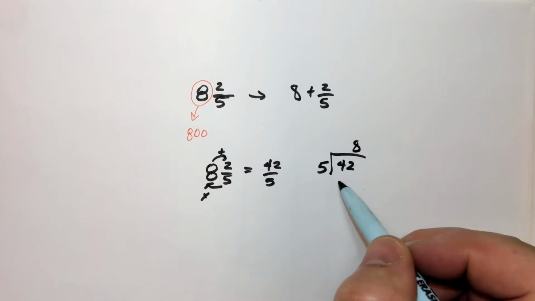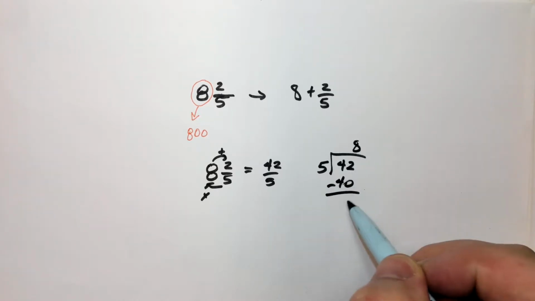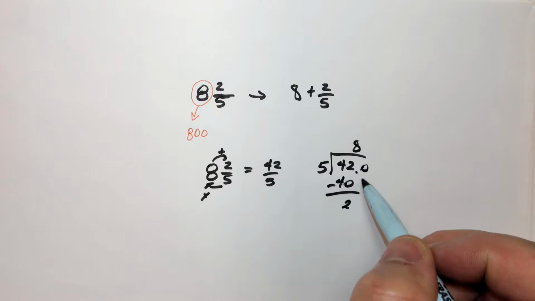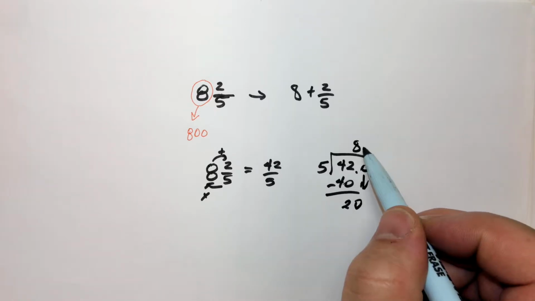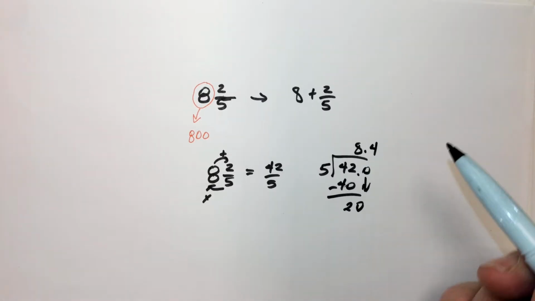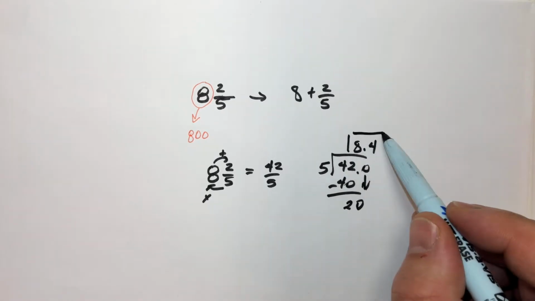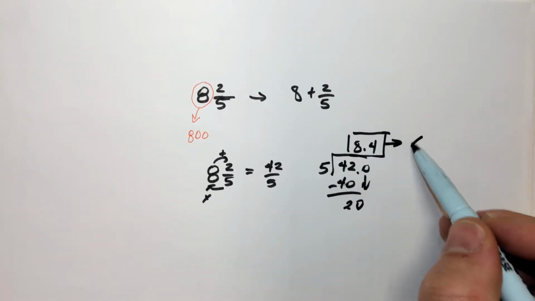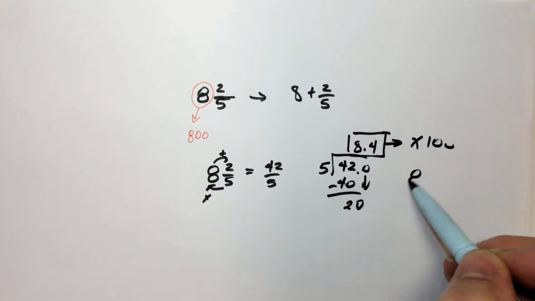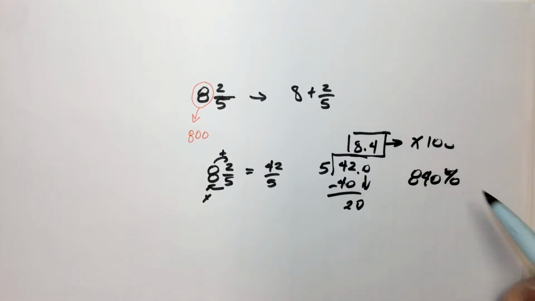So 8, right? And then we have to take that number, and we have to multiply that number right here times 100. So 840%. Oh, I got it right away. Yep, so you're right. I didn't do it that way, but I got the answer.